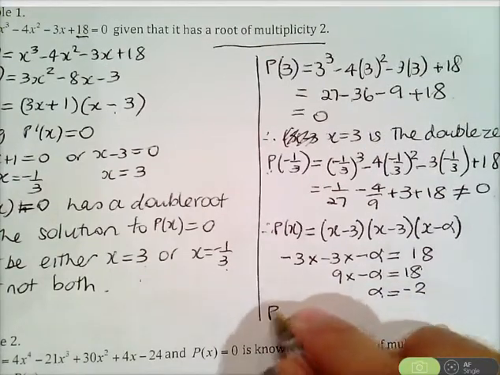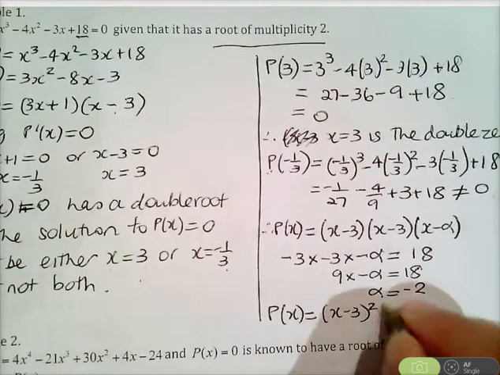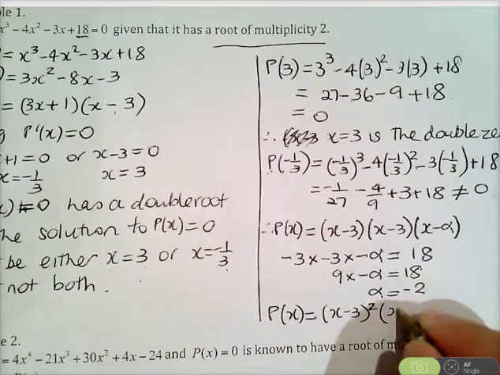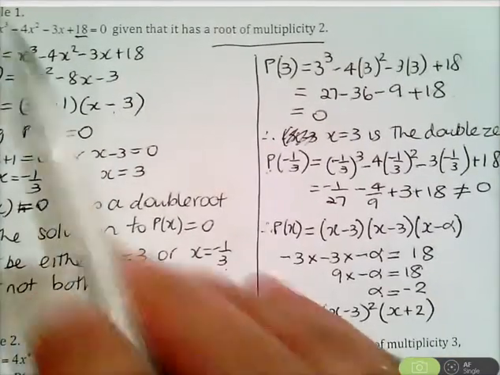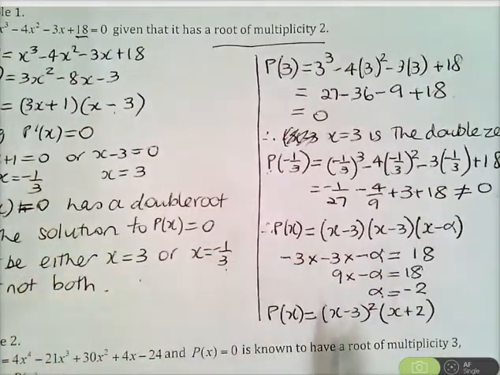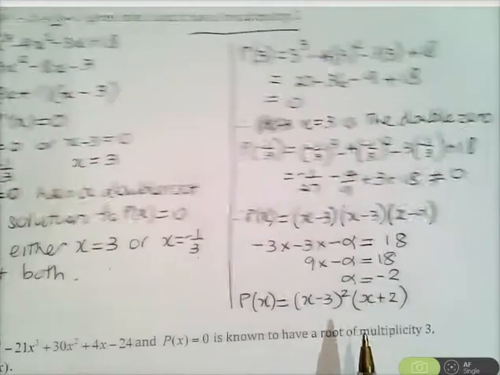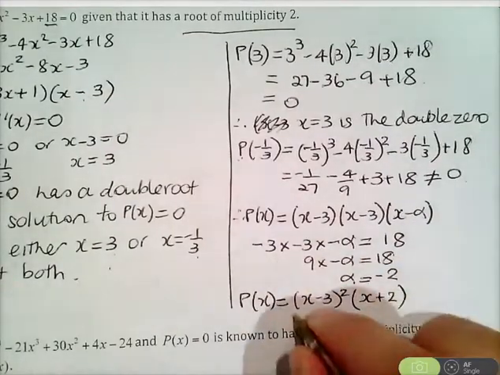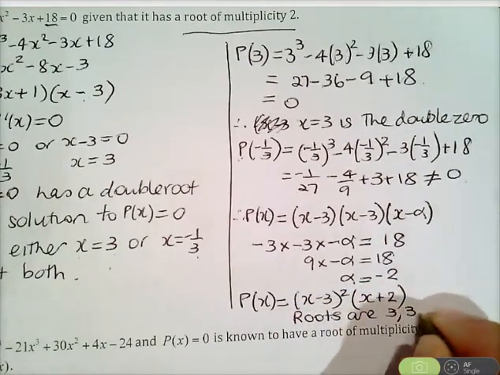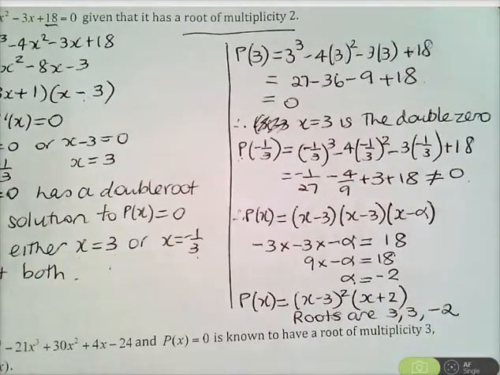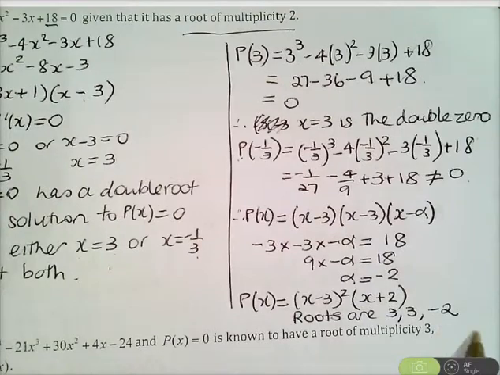So therefore your polynomial in x is x minus 3 squared times x, take away negative 2, or x plus 2. Okay, so that's the factorized form of your polynomial. So it does say to solve that. So in other words, we have to find the x values or the roots. So therefore the roots are 3, 3 and negative 2. Notice that we've got the double root at 3 and another single root at negative 2.